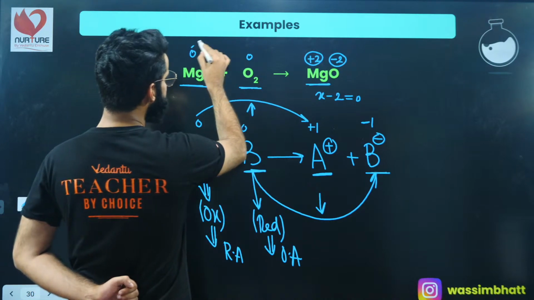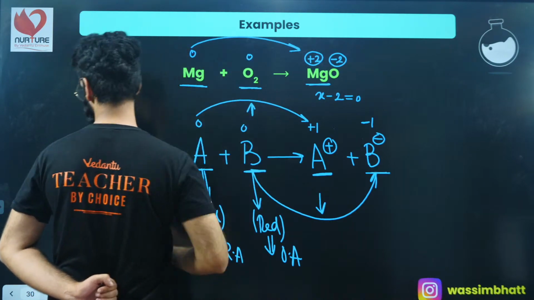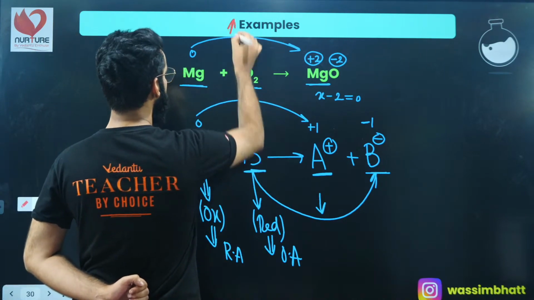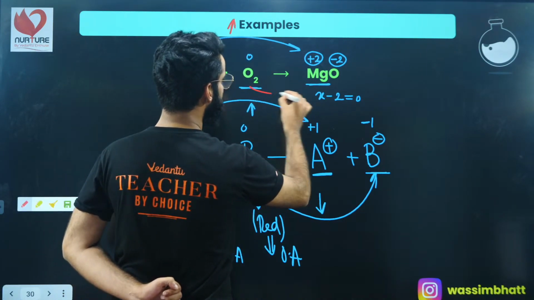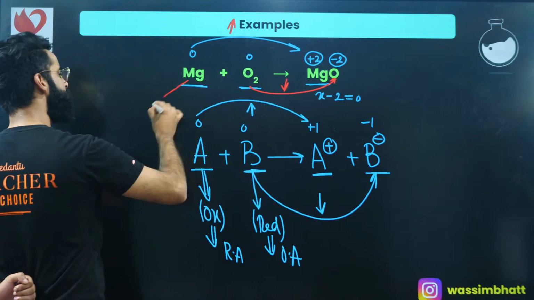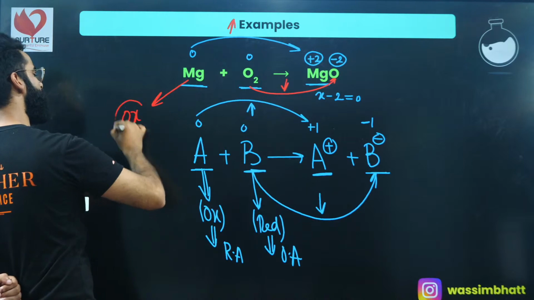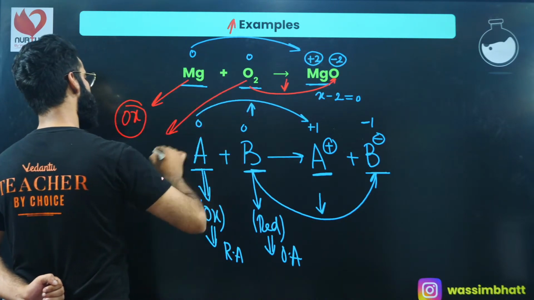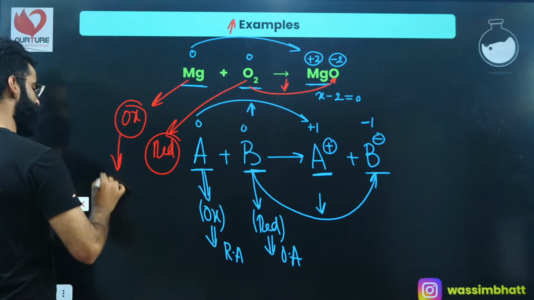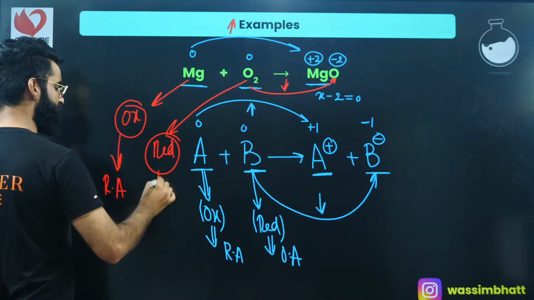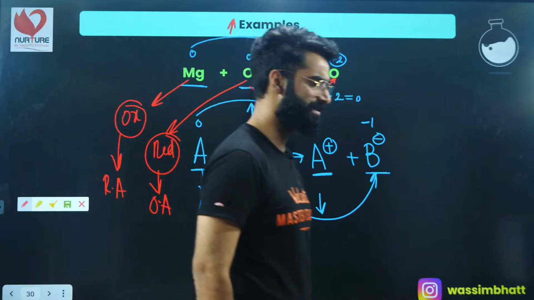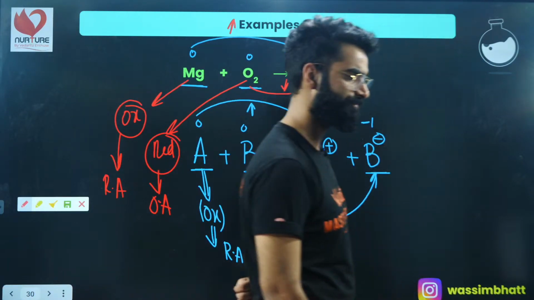Is the oxidation state of magnesium increasing or decreasing? Oxidation state of magnesium is increasing from 0 to plus 2. What is happening to the oxidation state of oxygen? It is decreasing. Increase in the oxidation state is what we call oxidation. So magnesium is undergoing oxidation. This oxygen is undergoing reduction, decrease in the oxidation state. The one which undergoes oxidation is what we call a reducing agent. The one which undergoes reduction is what we call an oxidizing agent. So have you identified properly which one is oxidizing and which one is reducing? As simple as that, right?